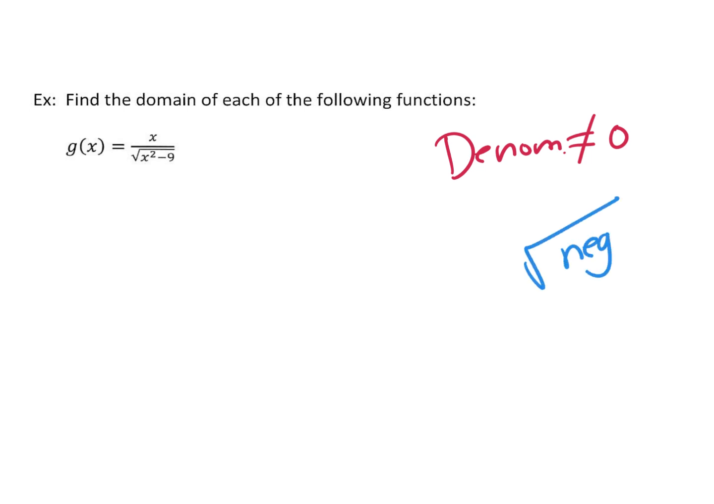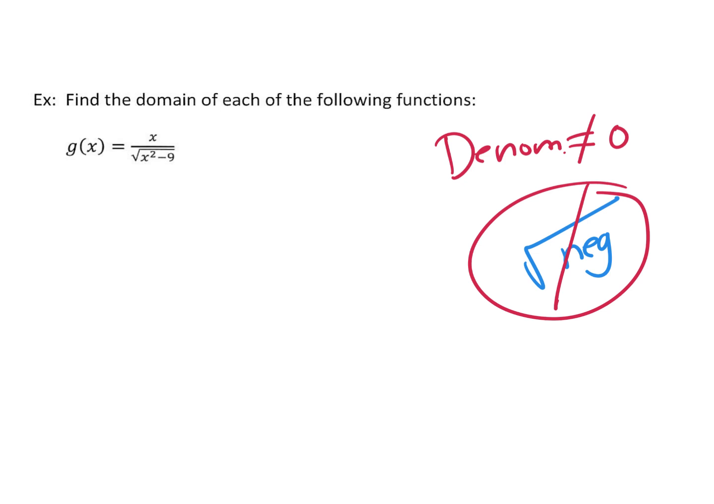Negative, and we'll put a big old radical, that's fancy, right? Now, that's a square root, or a fourth root, or a sixth root, an even root. We can have negatives under there if they're odd, right? So those are the things we have to watch out for here.